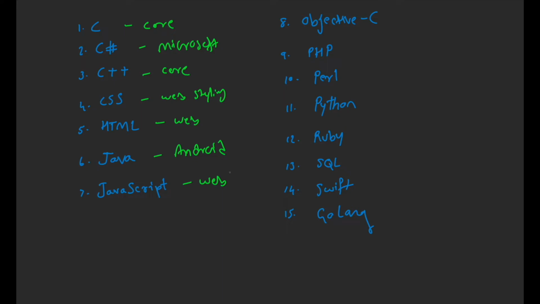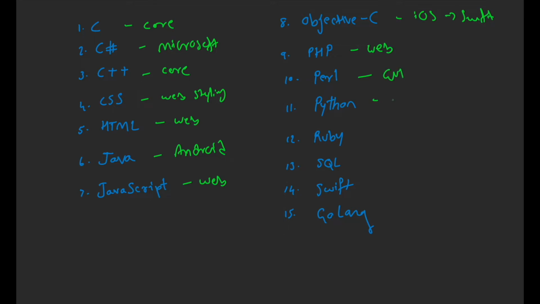This is mostly for server side. Next is JavaScript, again used primarily for web development. Then we have Objective-C, which was the earliest version for iOS. Later they moved to Swift. So let's say it's good for mobile development. Then we have PHP, which is a scripting language for web. Then we have Perl. This is used for GUI and stuff.